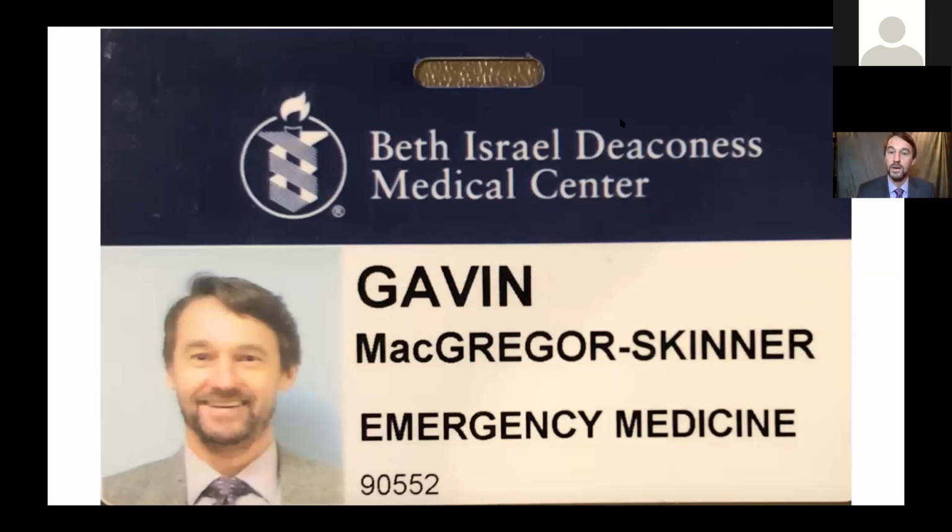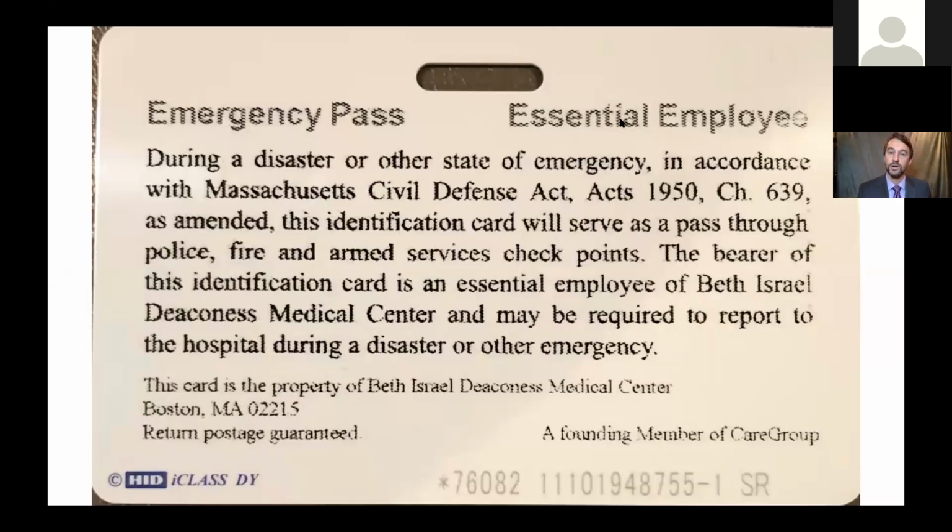has my name, tells everyone that I work in the Department of Emergency Medicine at Beth Israel in Boston. And on the back, it says that I'm an essential employee. And it says during a disaster, I'm an essential employee and I can pass through checkpoints. When I rang back the hospital I'd been working at yesterday, I said, I've just been stopped, and I used my Beth Israel Boston ID to get through and show the police that I was an essential employee. How many other hospital staff have that on the back of their ID card?